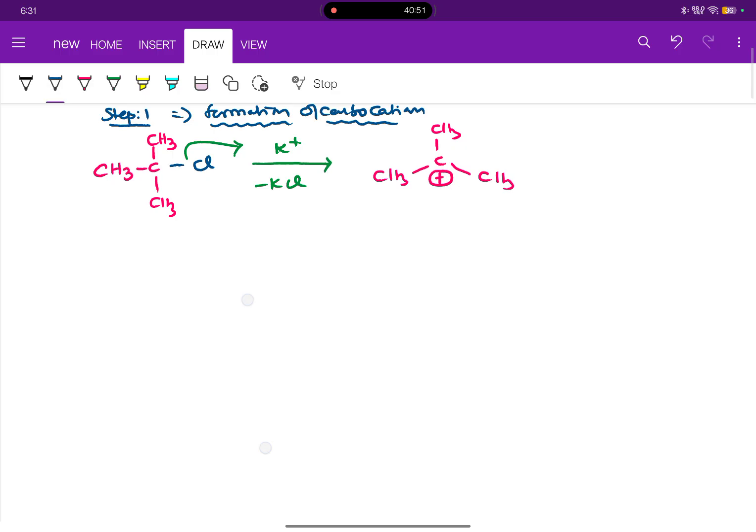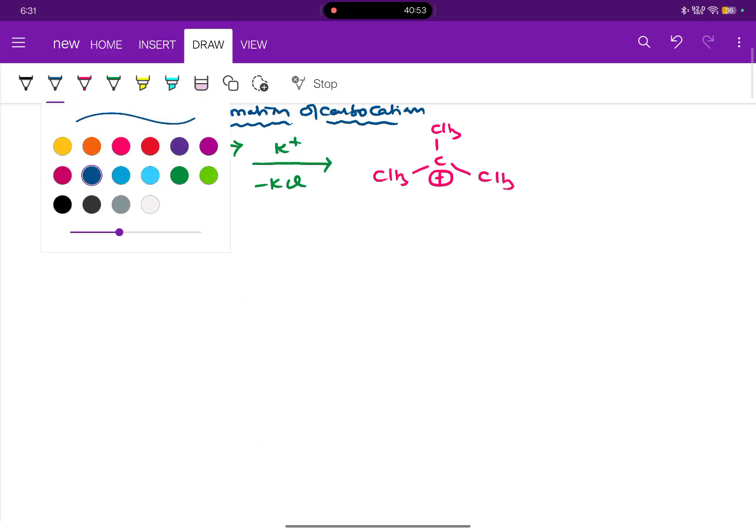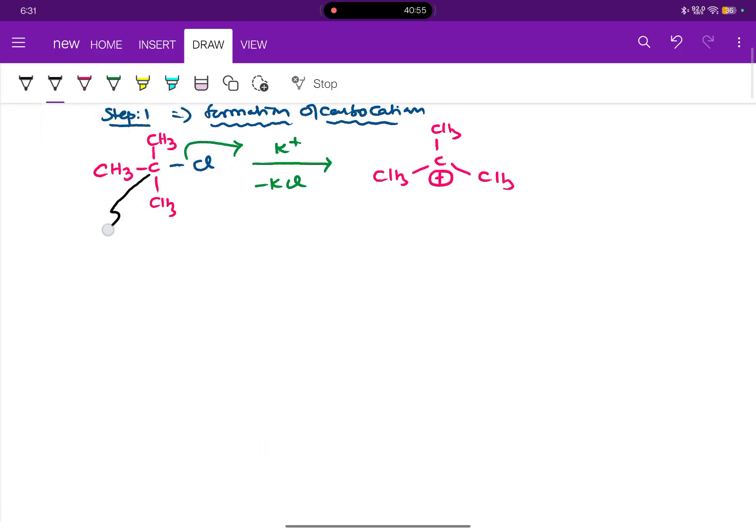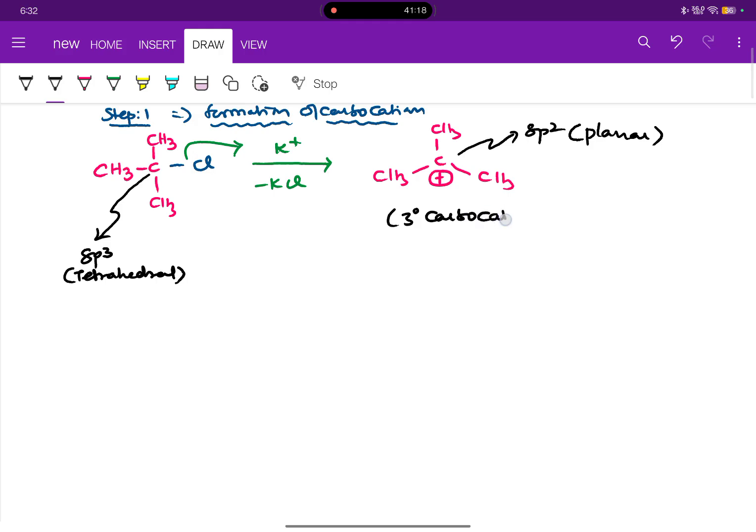Okay, now look at this. This is a very, very important factor. I want you to have a look into this. This carbon is an sp3 carbon. What is the shape? That's right. Now it is becoming an sp2 carbon. That means it is becoming a planar molecule. So from a 3-dimensional shape, it is becoming a 2-dimensional planar. And tertiary carbocations are well known for their stability, isn't it?